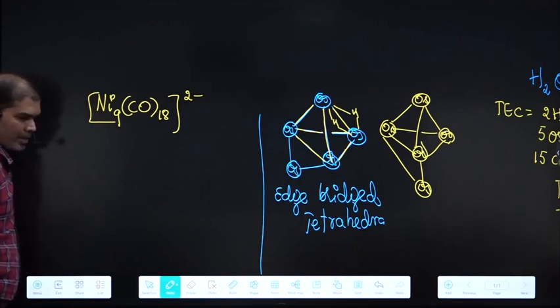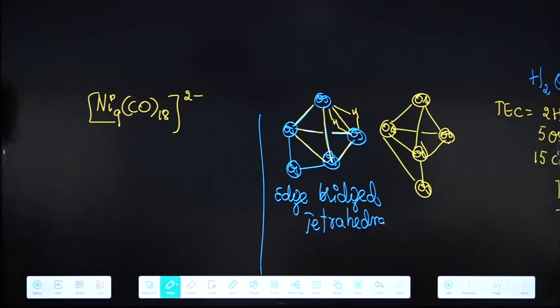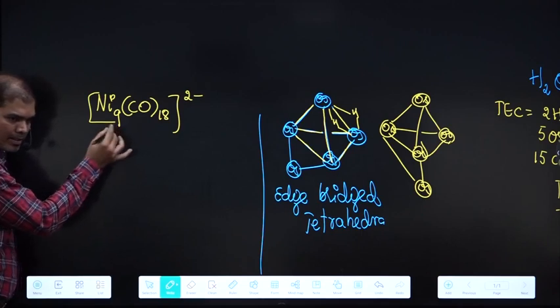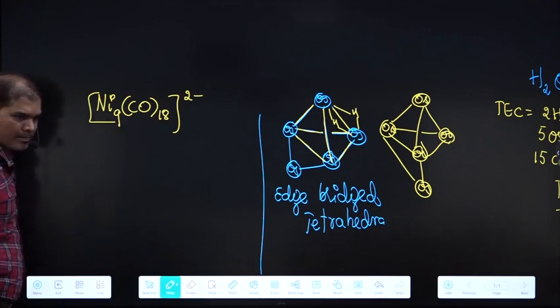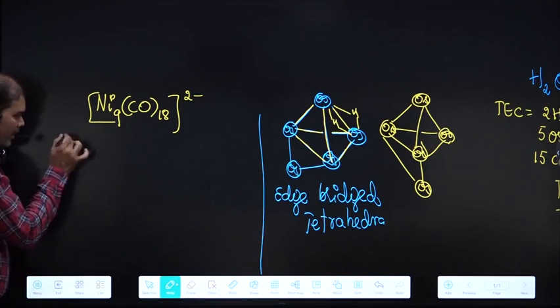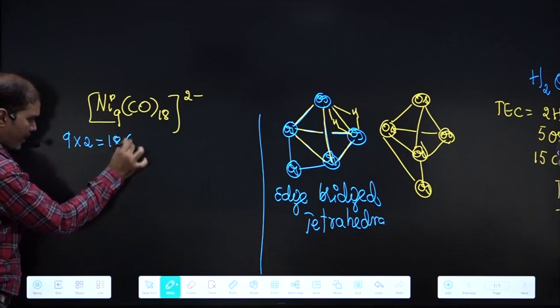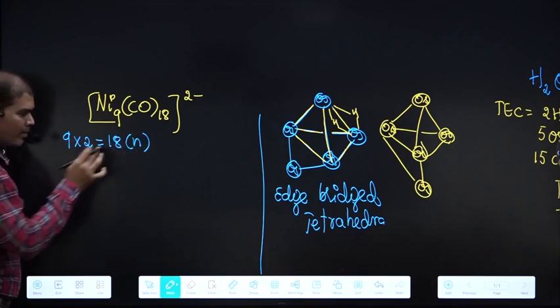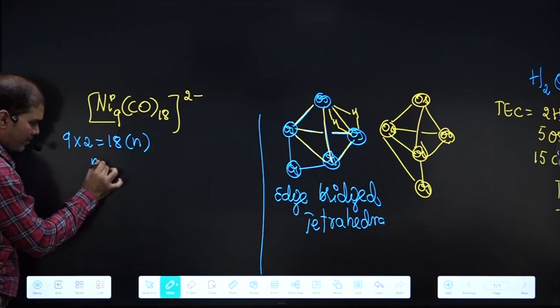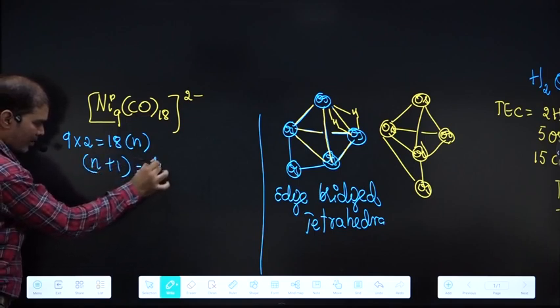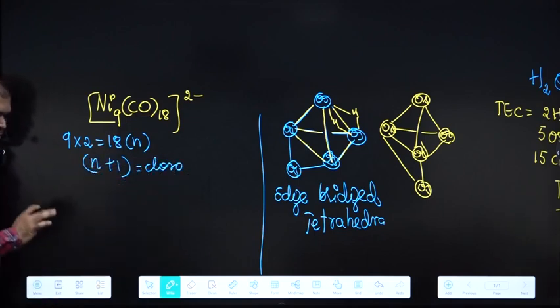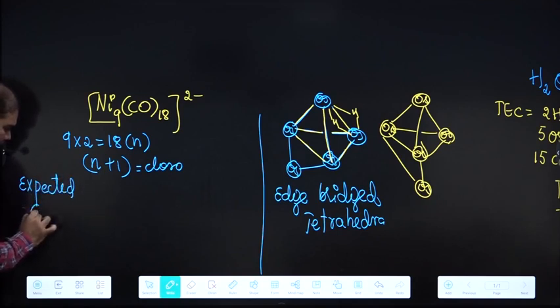Okay, next one. Now tell me the structure. Ni9CO18 2 minus. We are moving a little bit to the higher side. Altogether 9 metals. With the help of the factor, can you tell me, 18 is the base, how many pairs of electrons are there? N plus 1, so you call it closo. How many metals are there? 9. So what is the expected geometry?